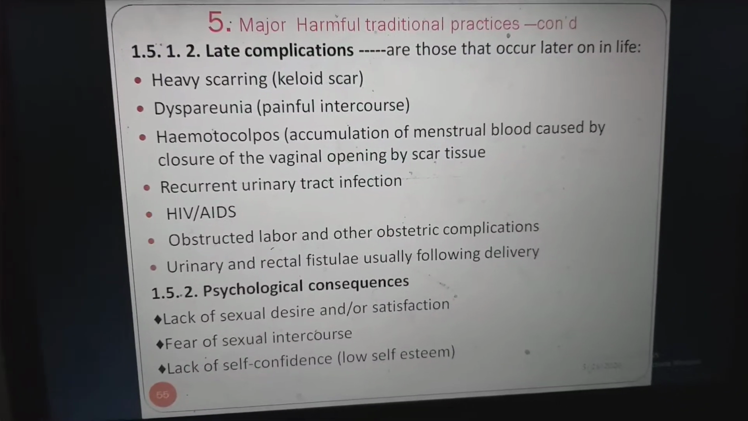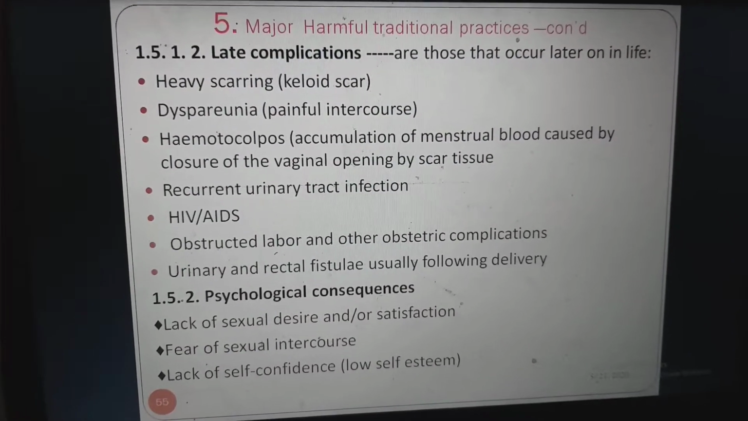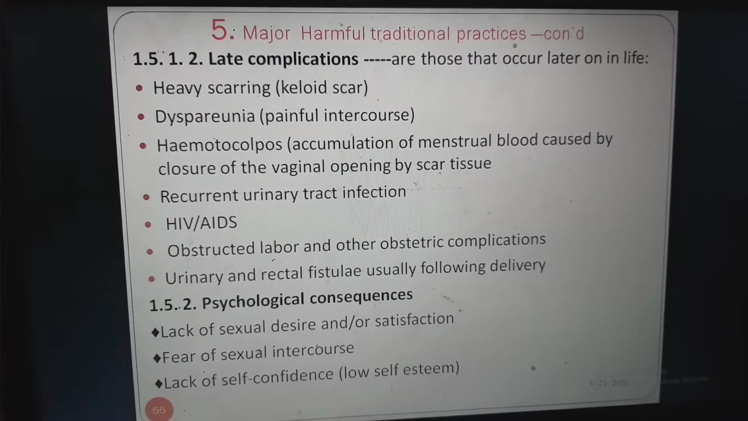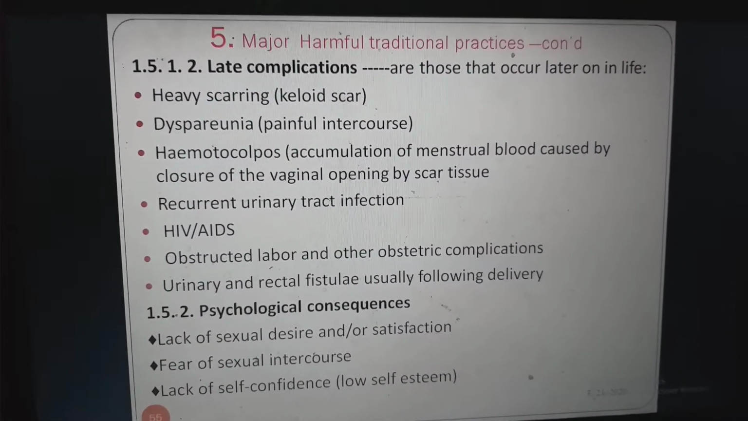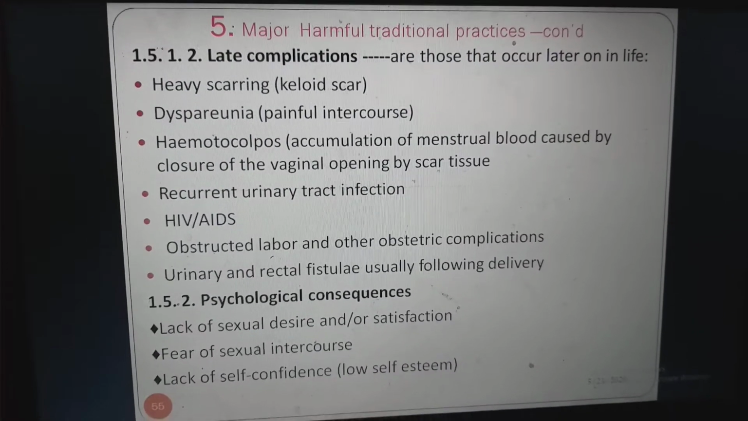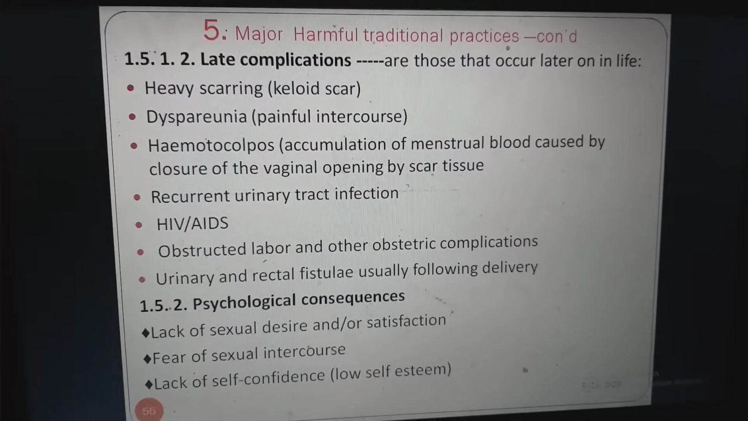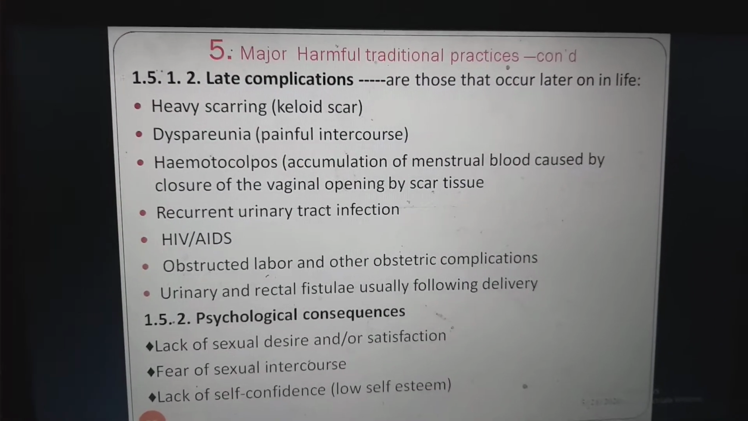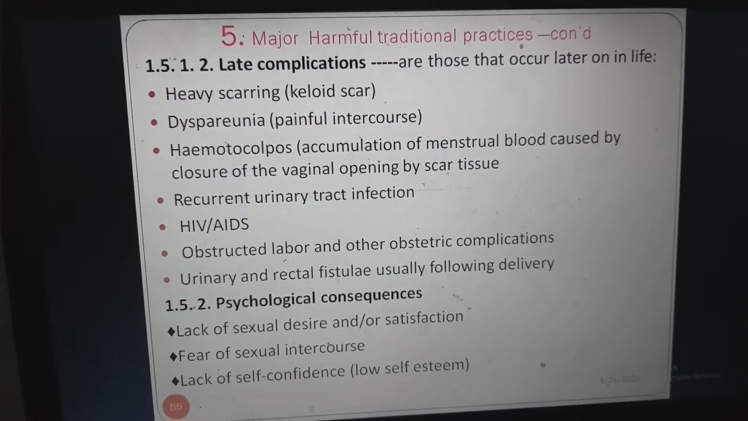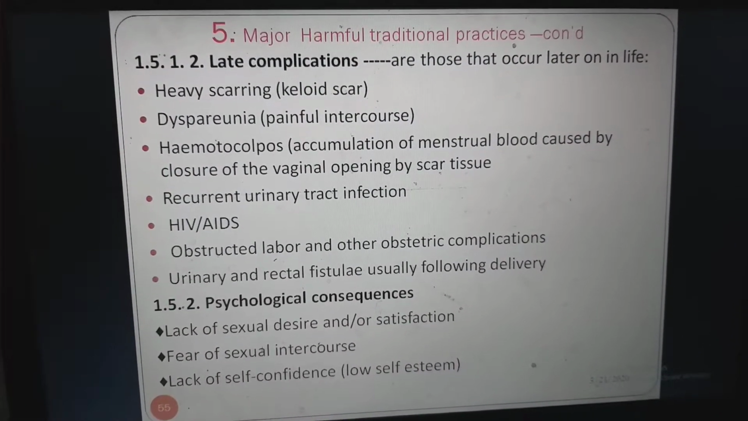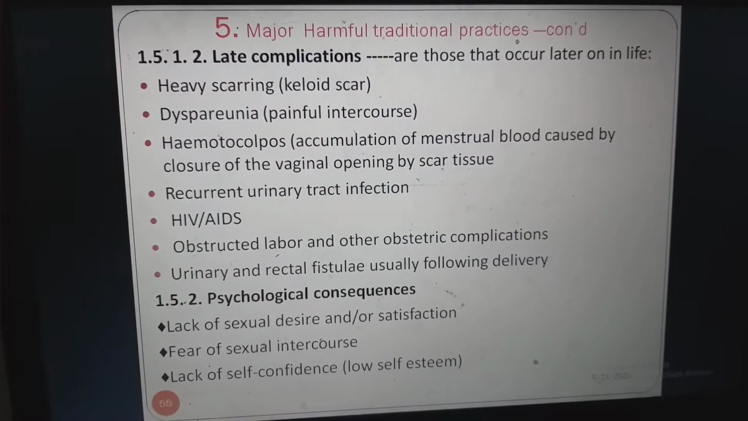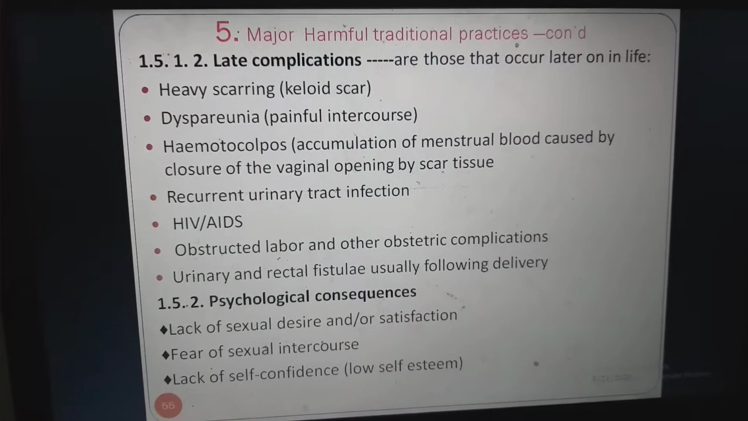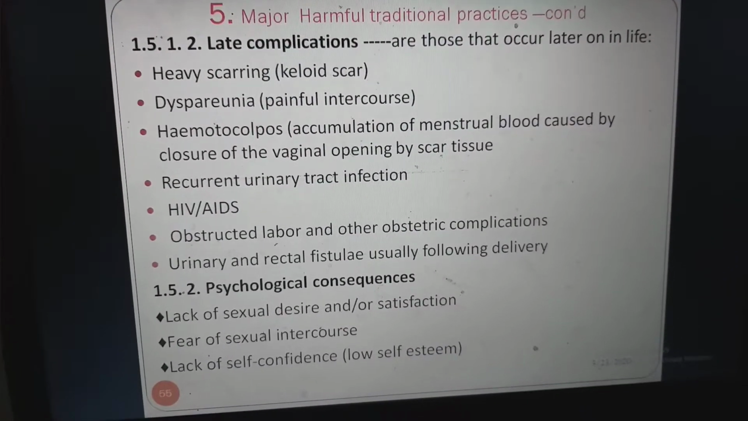What are the late complications? These are those that occur later in life, like heavy scarring or keloid scar, dyspareunia or painful intercourse. During sexual intercourse, they feel serious pain. That's what we call dyspareunia. Hematocolpos, accumulation of menstrual blood caused by closure of the birth canal opening by scar tissue. Recurrent urinary tract infections, HIV/AIDS.